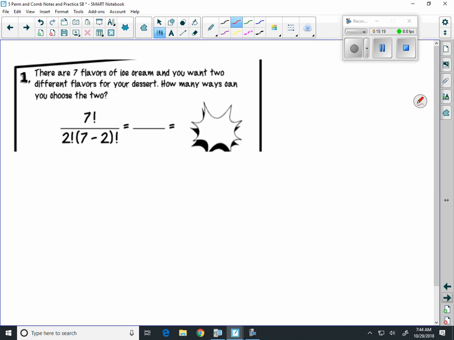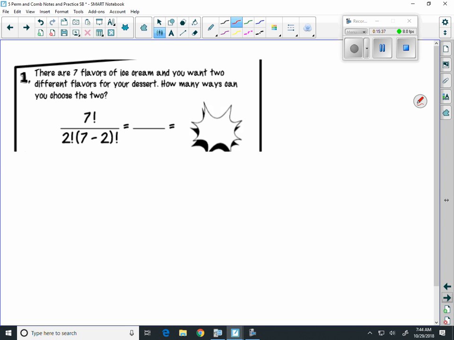All right, so there are 7 flavors of ice cream. You walk in, 7 flavors of ice cream, and you're going to pick 2 different flavors for your dessert. That's pretty normal. Go into somewhere, you can get 2 scoops of ice cream, and you can get 2 different flavors. How many ways can you choose the 2?